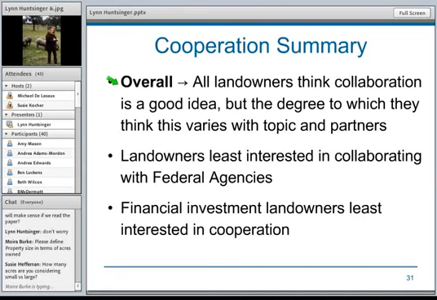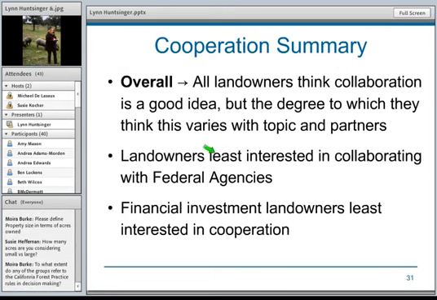So overall, if we look at our summary of these results, all landowners think cooperation is a good idea, but the degree to which they think it's a good idea varies with the topic and with partners, right? Landowners are least interested in cooperating or collaborating with federal agencies, and then financial investment landowners are the least interested in cooperation in general.